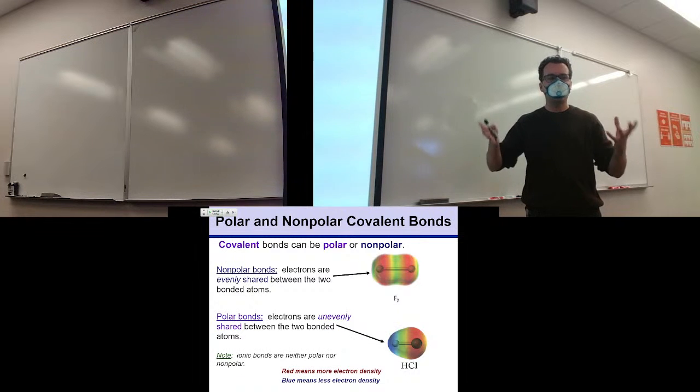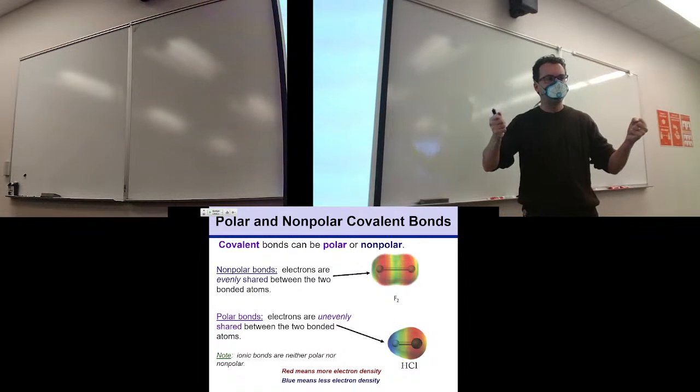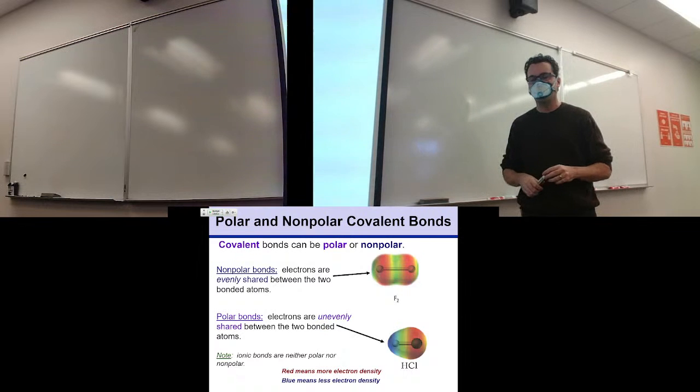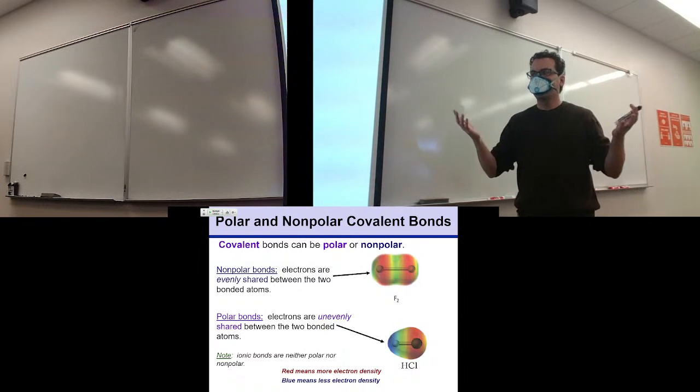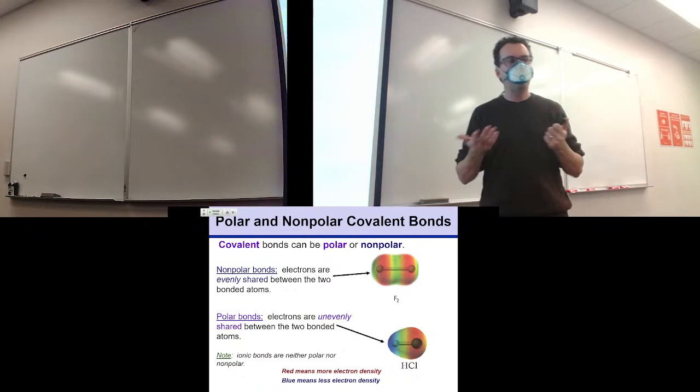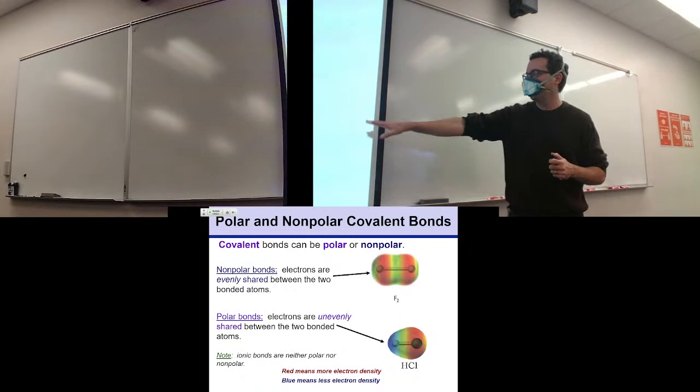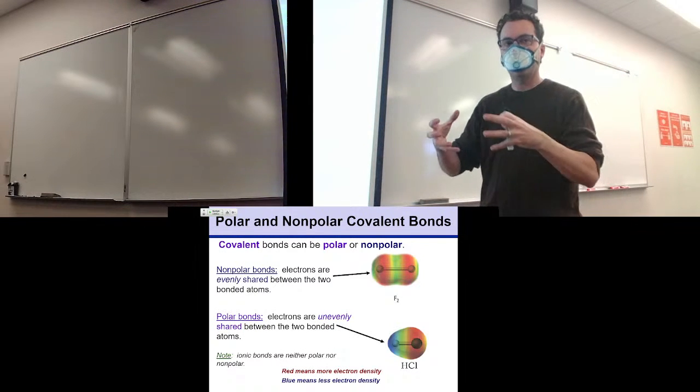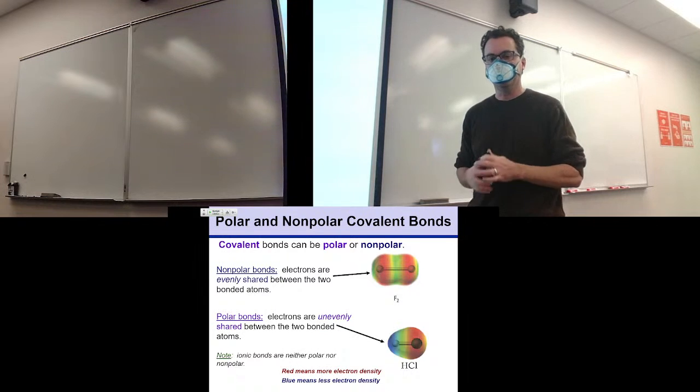Ionic bonds, by definition, are positive attracted to negative. It's just two charges attracted, similar to how you can describe that attraction with Coulomb's law. This is different. This is shared electrons, but they're just shared unevenly.